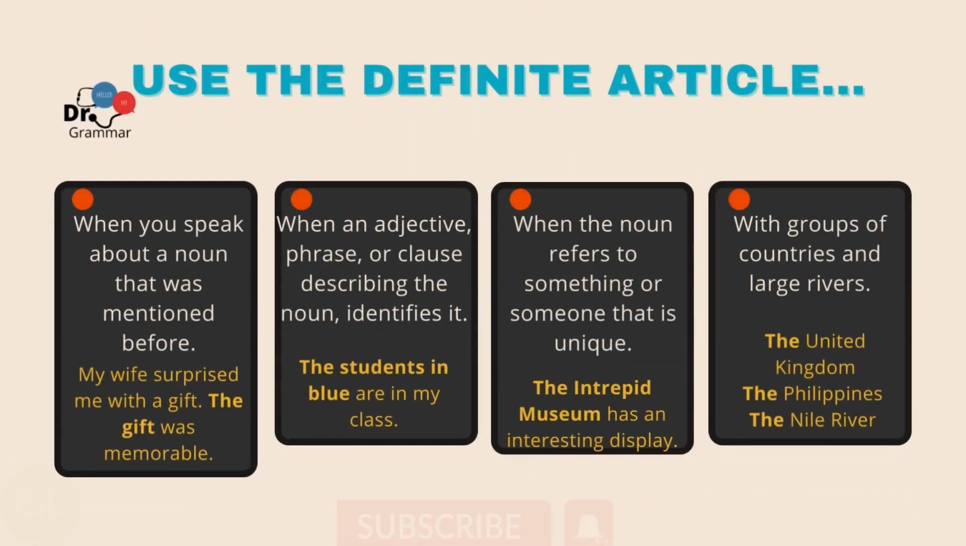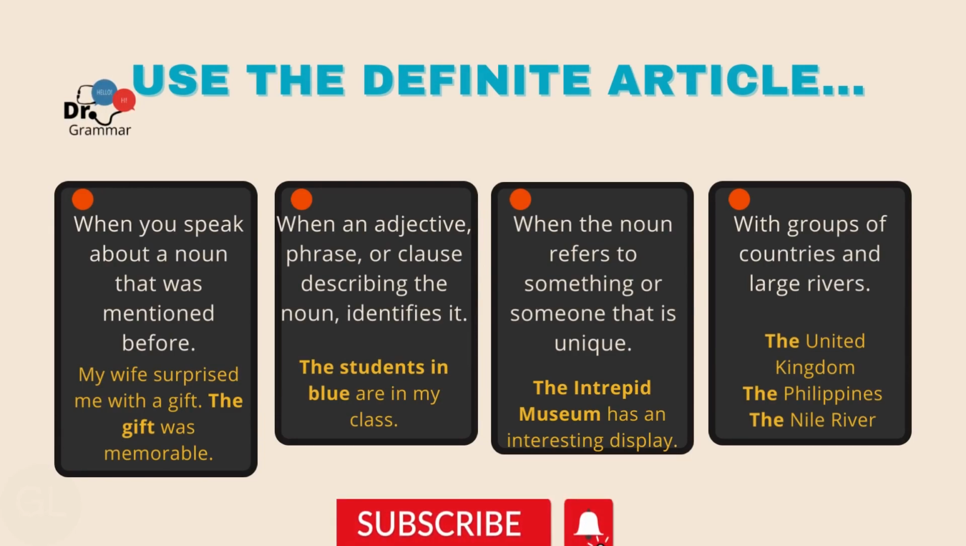Use the definite article, first, when you speak about a noun that was mentioned before. Example: my wife surprised me with a gift. The gift was memorable. Or two, when an adjective, phrase, or clause describing a noun identifies it. For example, the students in blue are in my class.